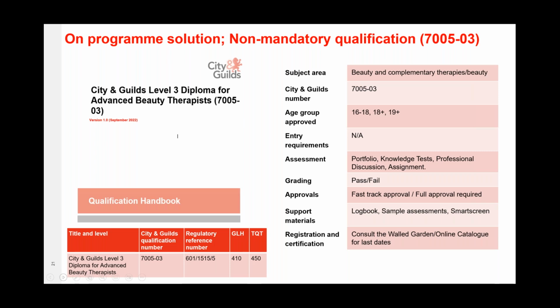The handbook gives you the information you need to get your apprentice to their endpoint assessment as mapped to the IFATES assessment plan. There are assessment types which I'll talk about later: the portfolio, the knowledge test, professional discussions and assignments. We will also have the logbook, sample assessments and smart screen. At the bottom left of the slide you can see the QAN number, 601-15155, the guided learning hours are 410, and the total qualification time is 450.